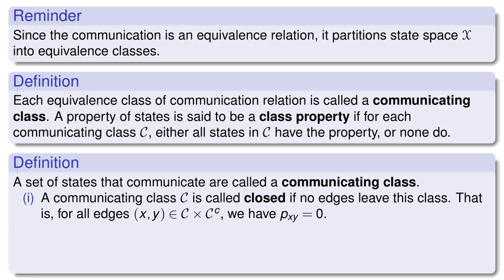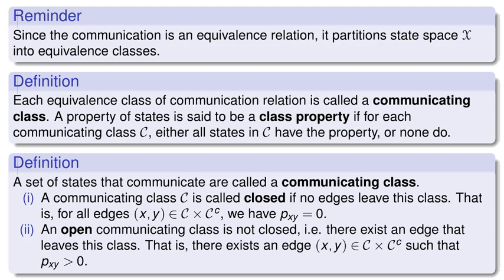Let's reiterate the definition of a communicating class. A set of states that communicate with each other forms a communicating class. Now, within this, a communicating class script C is called closed if no transitions can lead out of this class. In other words, for all possible edges x, y, where x is in script C and y is in the complement of script C, superscript C, the one-step transition probability P sub xy is 0.